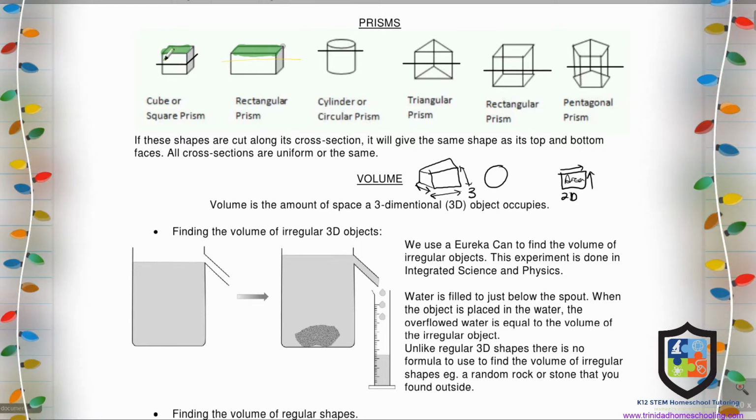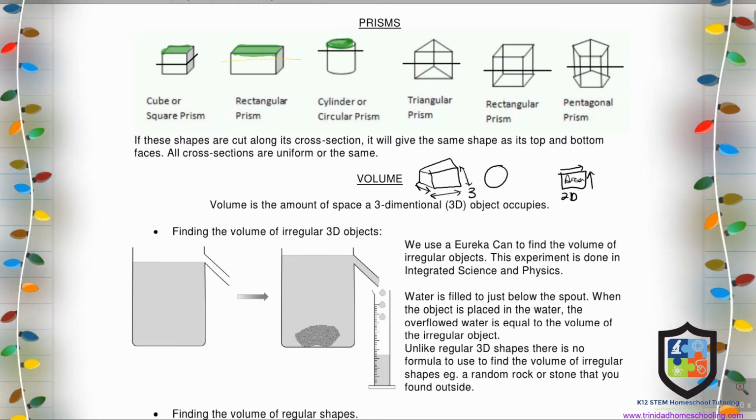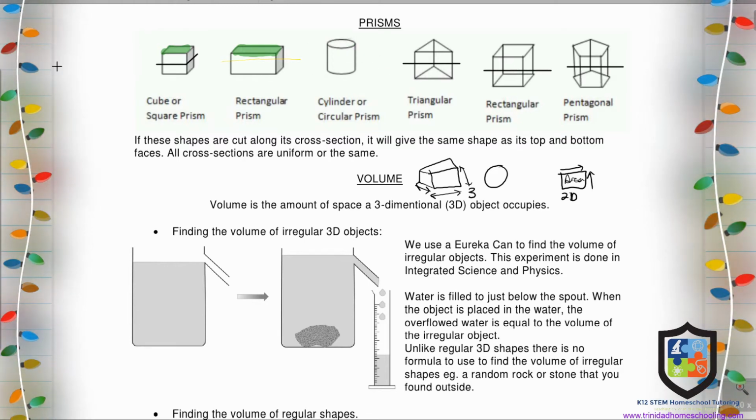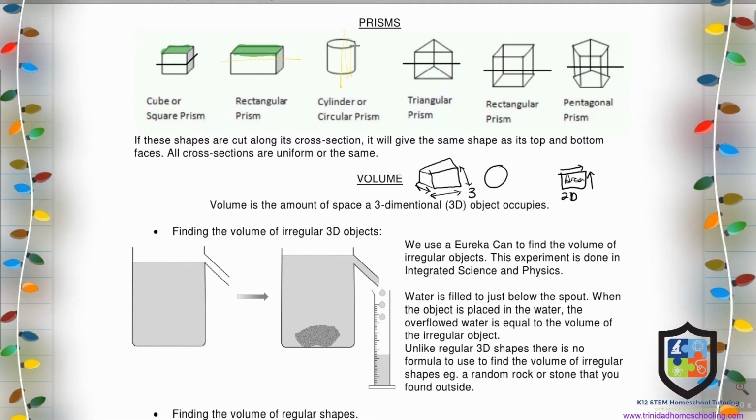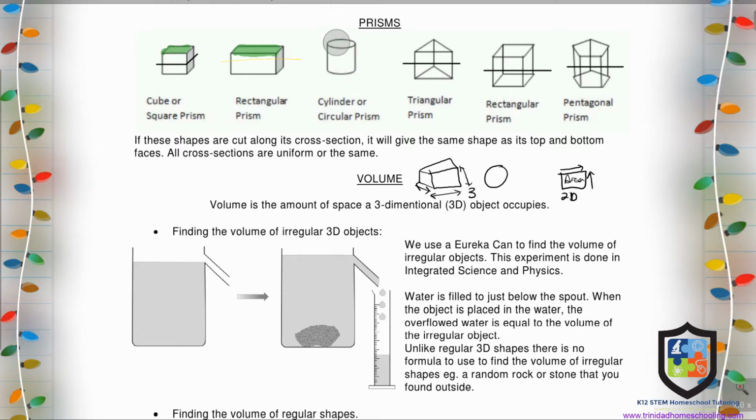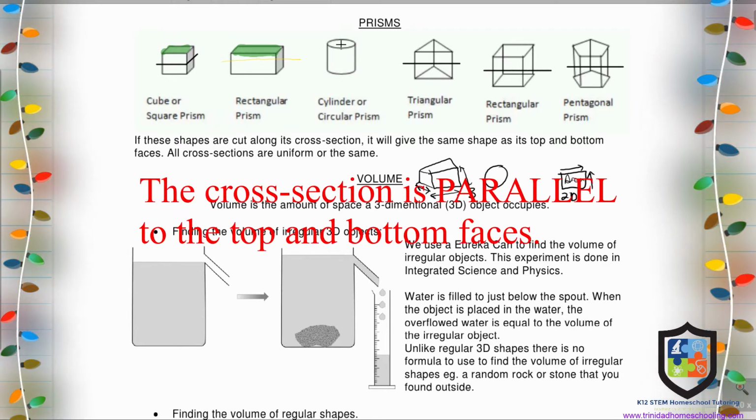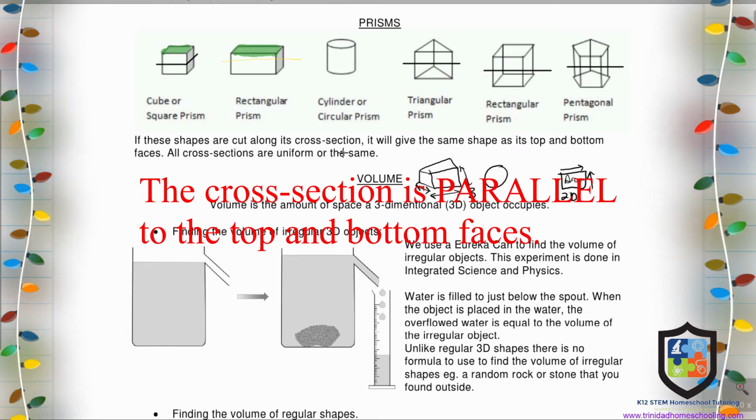And similarly for the cylinder, the cross section is cutting across this way. All the slices would be circular. If I were to cut it lengthwise, just this way, all the shapes would not be the same. The ones near the end will be smaller. So that is not the cross section. The cross section is parallel to the top and the bottom faces. So this is how we identify what a prism is.